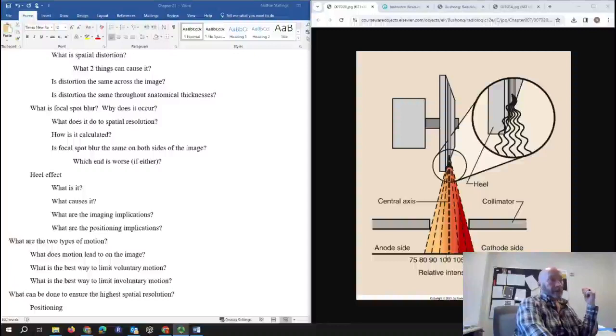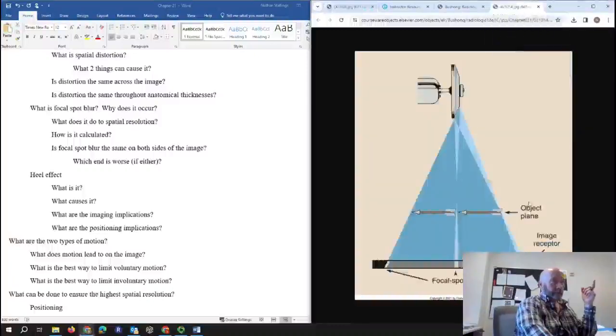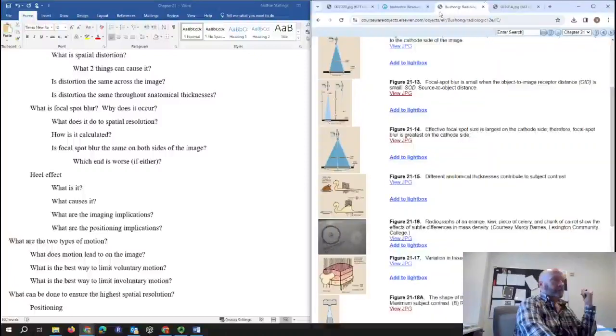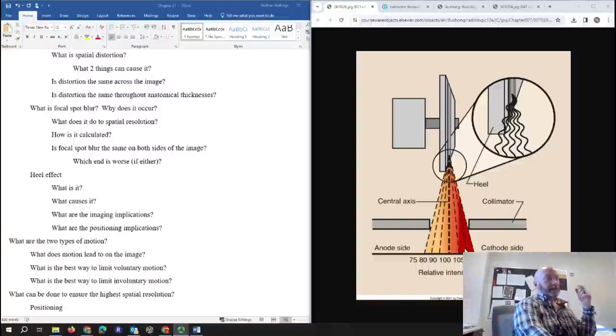So the middle of our X-ray beam represents 100% of the intensity that we want. Intensity increases on the cathode side, decreases on the anode side. So that's not to be confused with the difference in focal spot blur. So focal spot blur increases on the cathode side of the X-ray tube and decreases on the anode side of the X-ray tube. Intensity, hang on, let me get back to it. Intensity increases on the cathode side, decreases on the anode side.